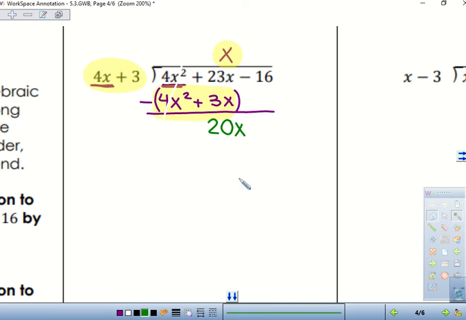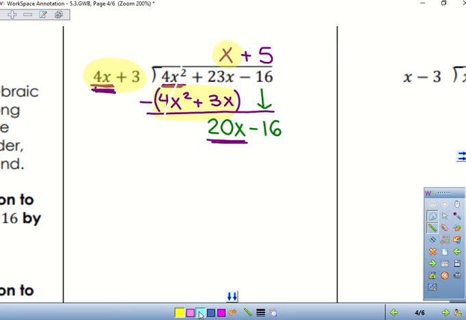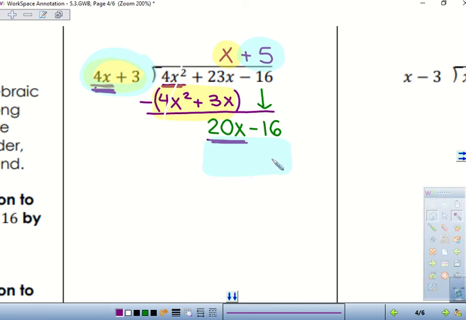Then what would you do normally in long division? Bring down the next term, which is negative 16. Now, same procedure applies for the next step. What would I multiply 4x by to get it to be 20x? That's what goes here. So then you multiply the 5 times this, and that's what you write right here. So what is 5 times 4x plus 3?